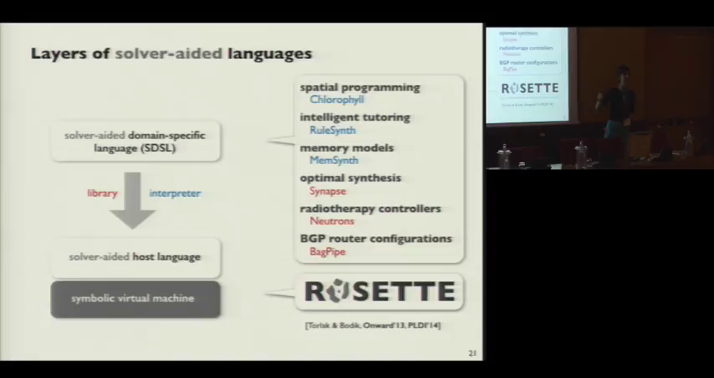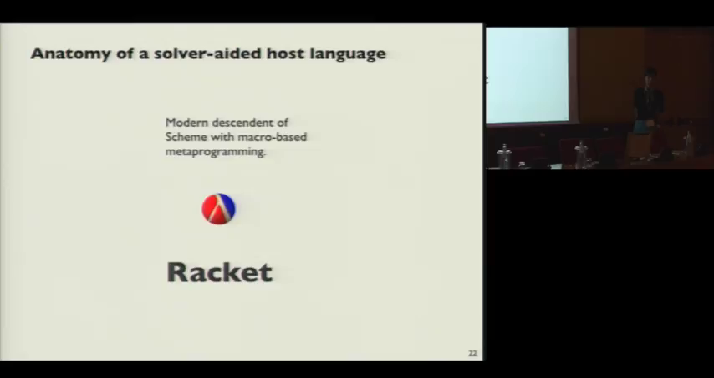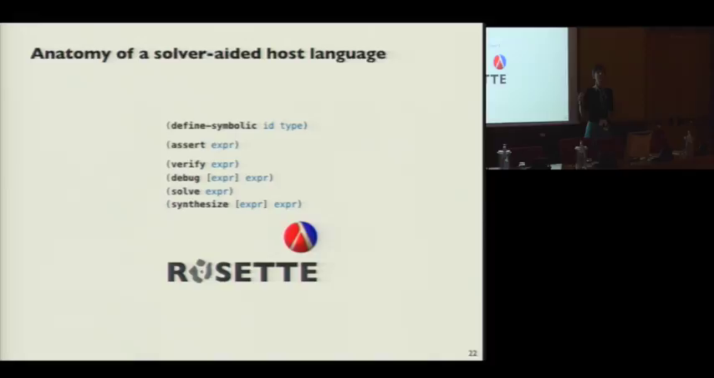All right. So what is Rosette? It is actually a tiny extension of Racket. Racket was one of those host languages that I mentioned, and it is a descendant of Scheme with very powerful metaprogramming constructs in the form of macros. Rosette extends Racket with 6 new language constructs, and I will tell you what those 6 are. I will actually show you their semantics by example.